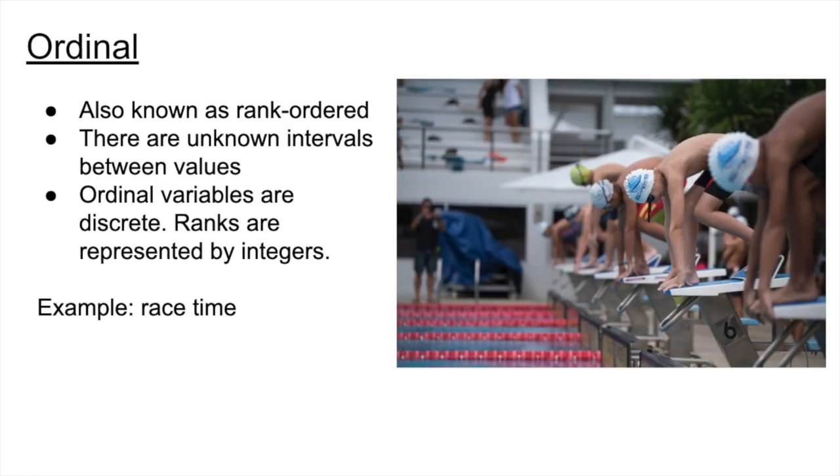Next, we have ordinal variables. Ordinal variables are also known as rank ordered. Ordinal variables have unknown intervals between values. They are discrete, and the rank is represented by integers. A great example is race times.